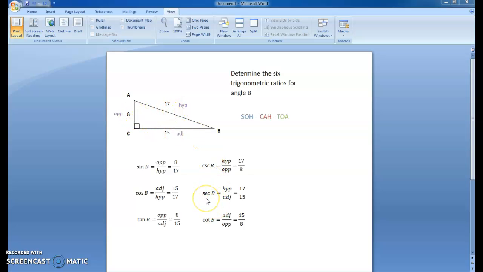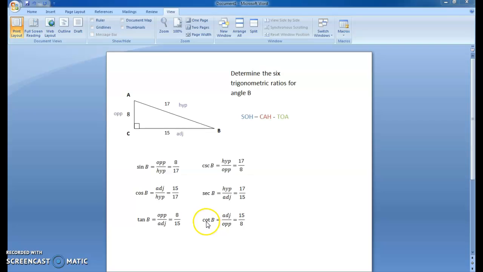And then secant of B is just the reciprocal of cosine, which is adjacent over hypotenuse, so the reciprocal of that is hypotenuse over adjacent, and that is 17 over 15, as we see here. So secant of B is equal to 17 over 15.